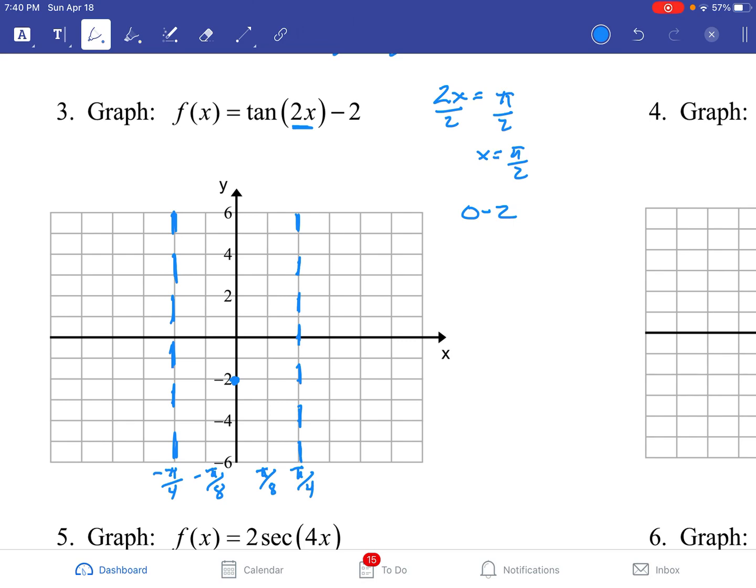So the amplitude is 1, so we go up 1 and to the right, down 1 to the left, and we're going to graph our tangent function just like that.